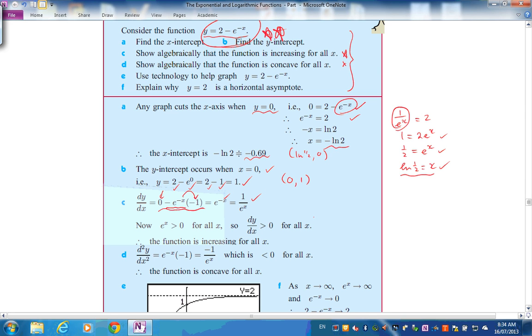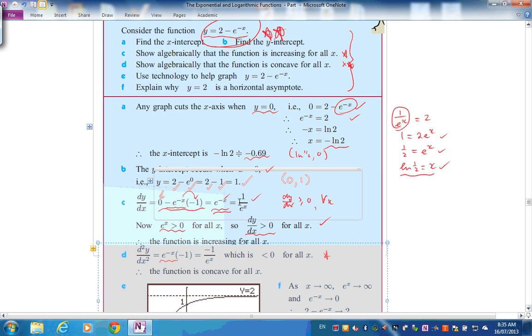Is it increasing for all x? Increasing means dy by dx is greater than or equal to 0 for all x. The symbol means for all. And e to the x is always positive, isn't it? So therefore 1 on e to the x will also be positive for all x. Okay, show algebraically that the function is concave. So concave requires the second derivative to be negative. So we actually have to get the derivative of this thing here. There's the derivative of the original function. Derivative of e to the neg x is itself times neg 1.